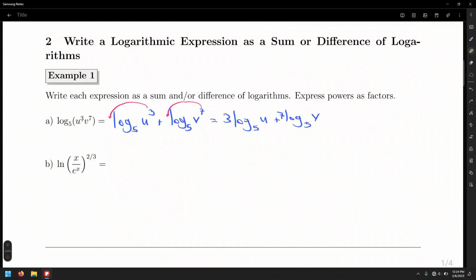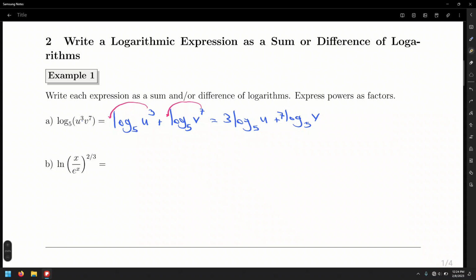All right, let's look at letter B. What do we have? ln of x over e to the x, and the whole thing is raised to the 2/3. To begin with, there are a couple of things going on. Number one, we have a quotient. That means we're going to use the quotient rule.